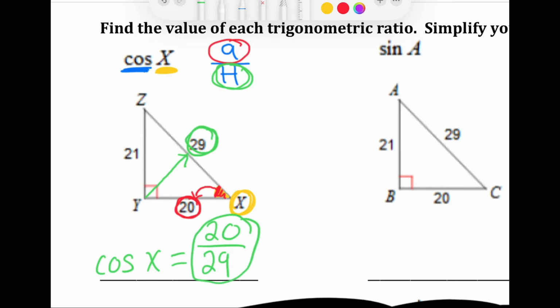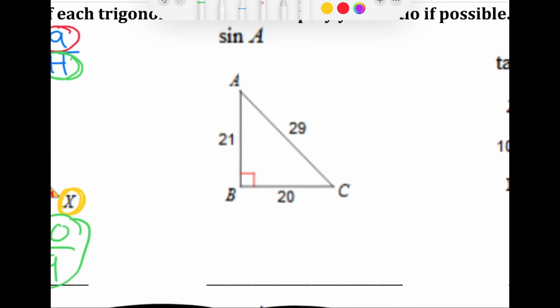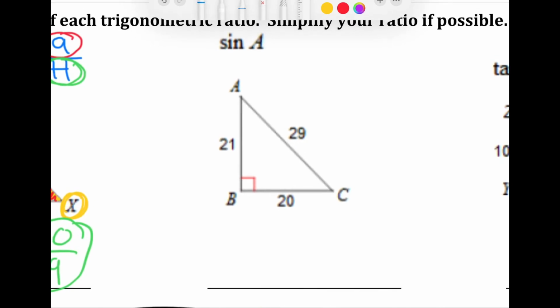For the second one, again, first thing I want to realize is that it is sine. So sine is opposite over hypotenuse. Next thing I want to realize is that we're looking at angle A. Angle A is up here. Angle A is going to tell us what is our opposite side and what is our hypotenuse. So opposite side of angle A is the side that it does not touch.